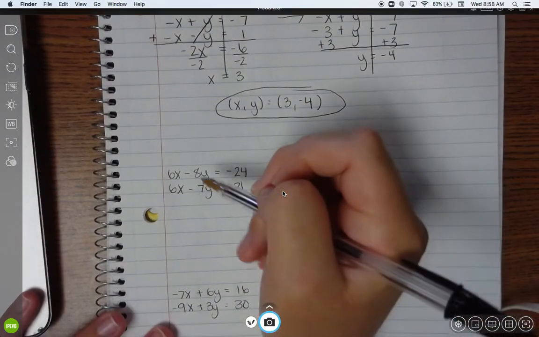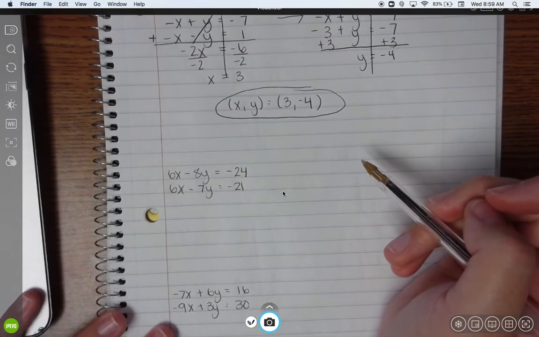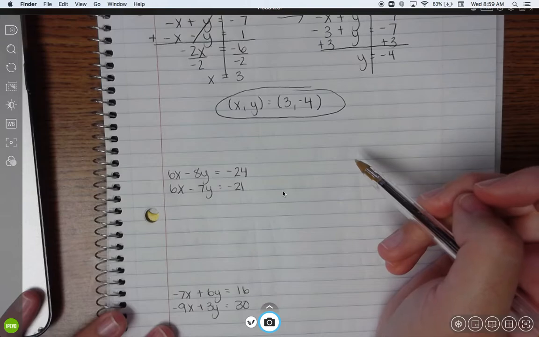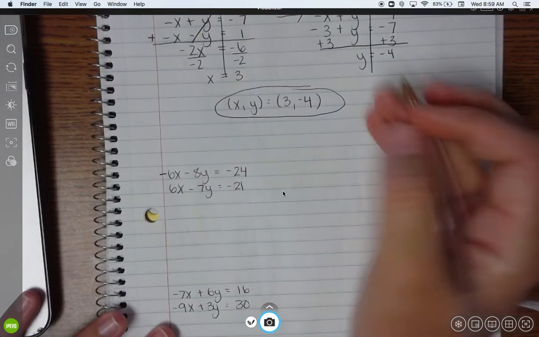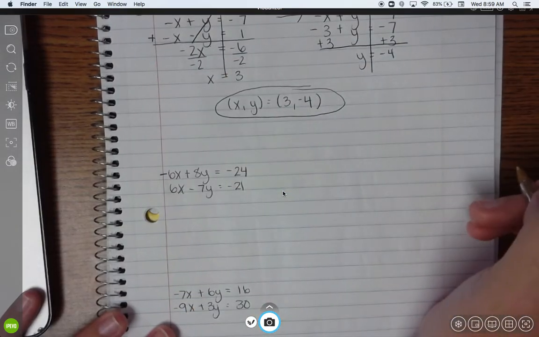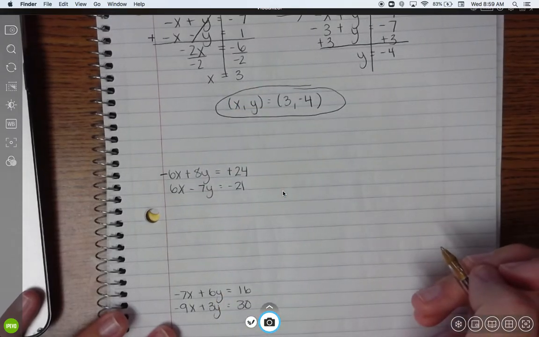For my second example here, I have 6x and 6x. Those are not yet opposites because they're both positive. So I pick one of my equations and I change all the signs. So I'm going to pick the top equation. I'm going to make that a negative 6x. This negative 8y switches to positive 8y. And negative 24 switches to positive 24.